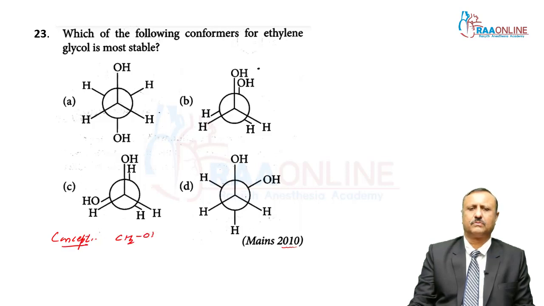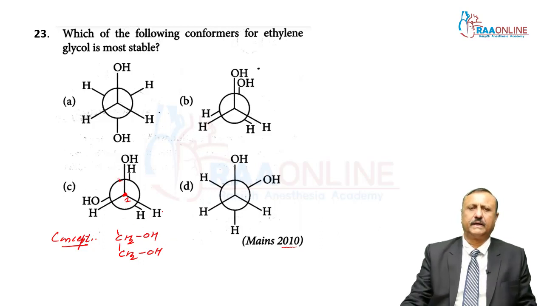My dear students, CH2OH and CH2OH is called ethylene glycol. Here you can see this carbon atom, CH2OH, is the first carbon atom, and behind it I circle the second carbon atom. This is the first carbon atom of ethylene glycol and this is the second carbon atom. Here, CH2OH and CH2OH are present. This is the structural formula of ethylene glycol.